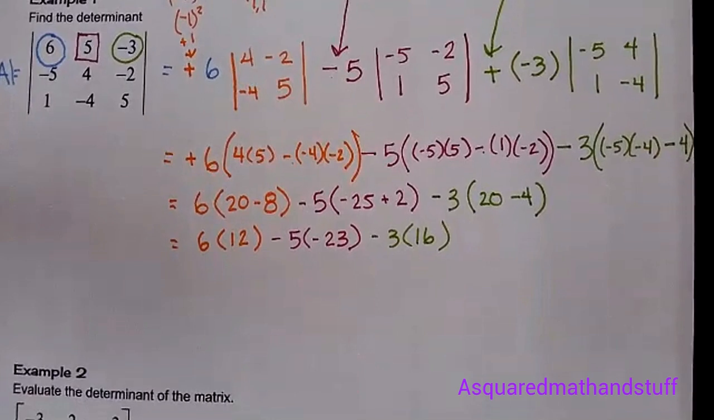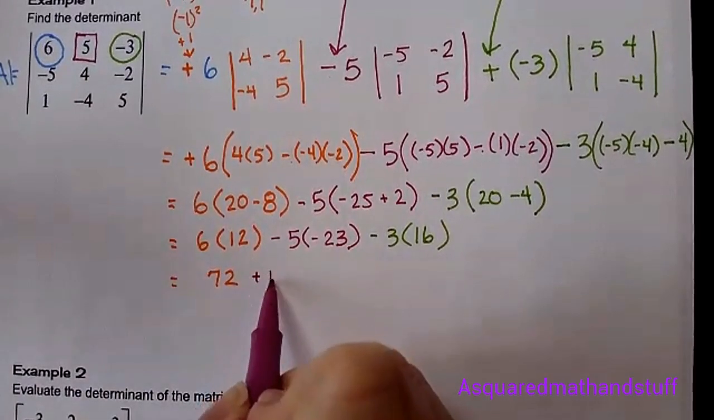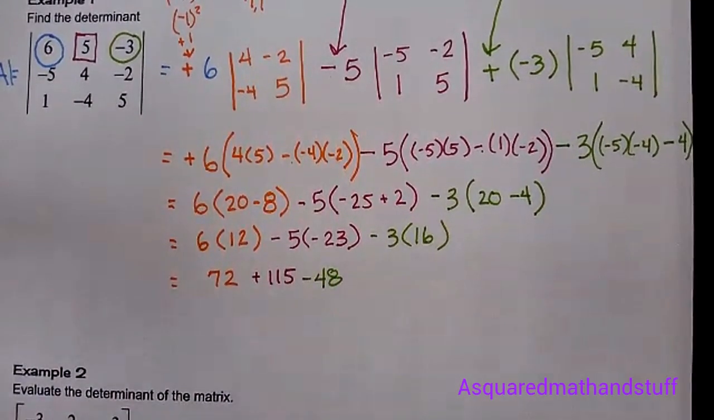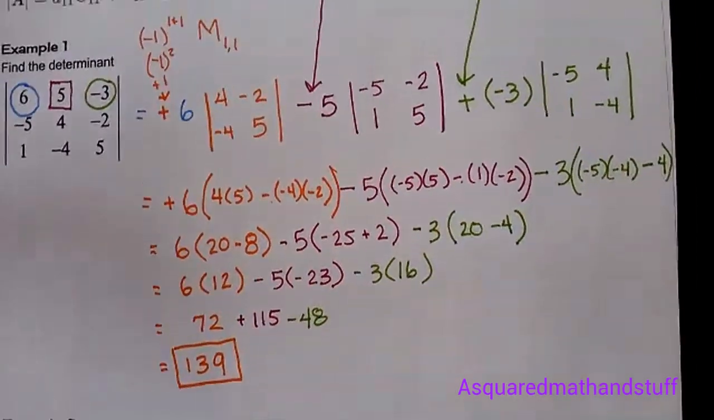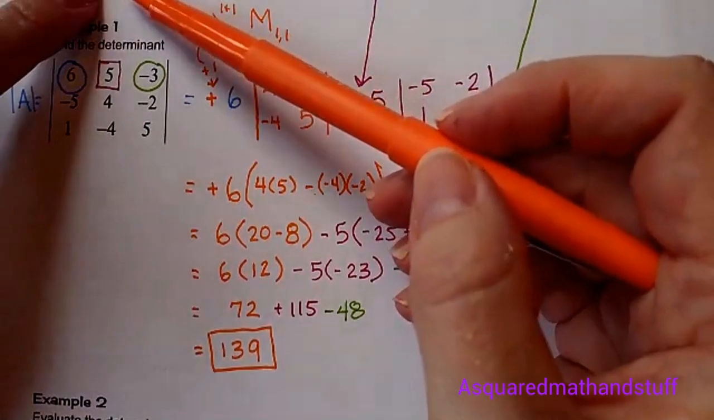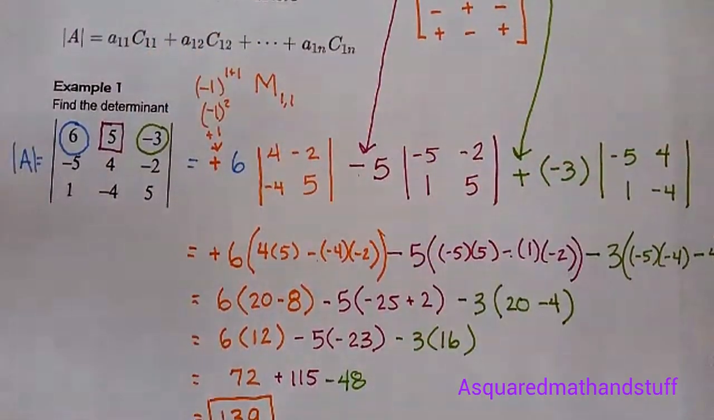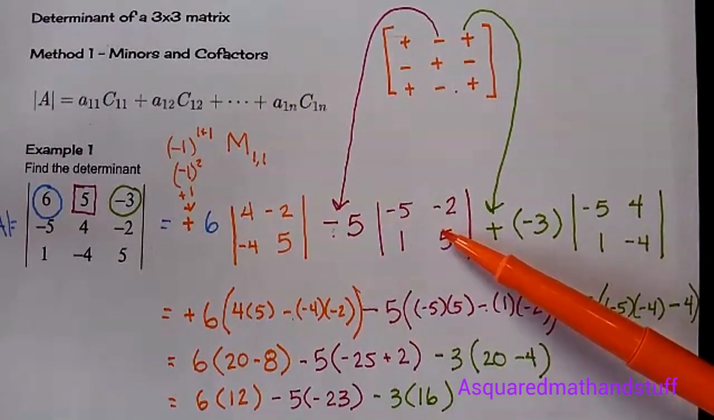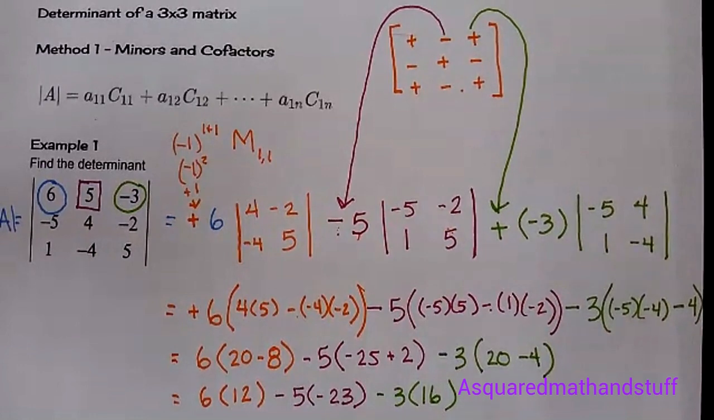Multiply everything together here, and we get 72 plus 115 minus 48 for a final value of 139. So this is the value of the determinant of this 3x3 matrix. So again, we take the value of the intersection, multiply it by the cofactor. The cofactor takes a shortcut by applying this sign matrix and inserting it in between the determinant of the 2x2 that's left over when we delete the row and column and that A value. So let's do another example.